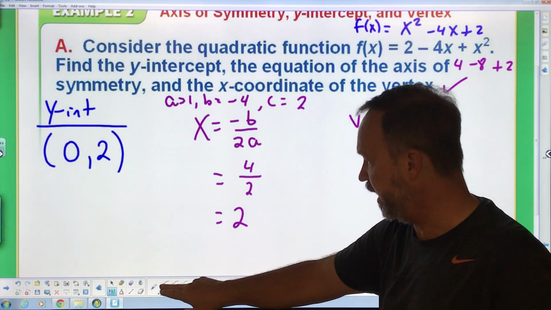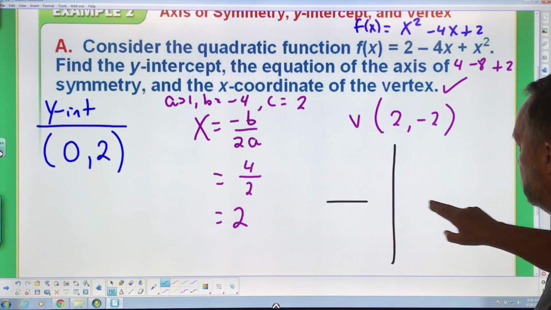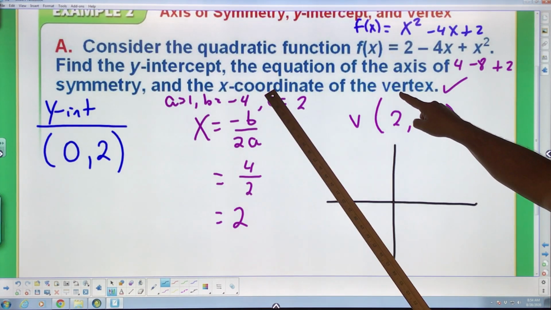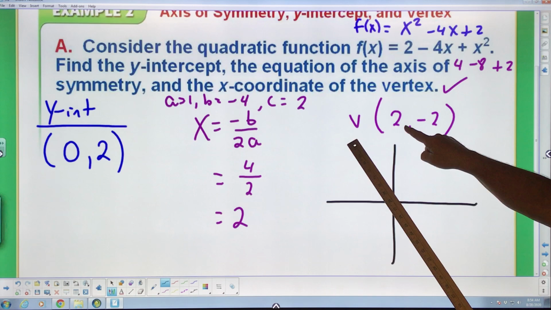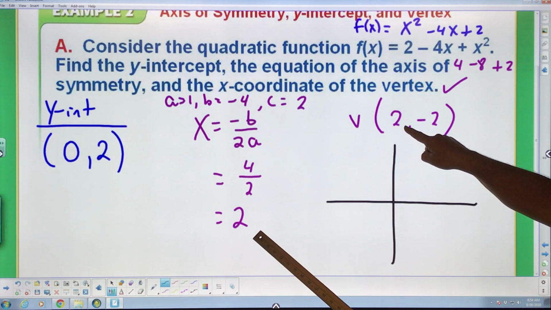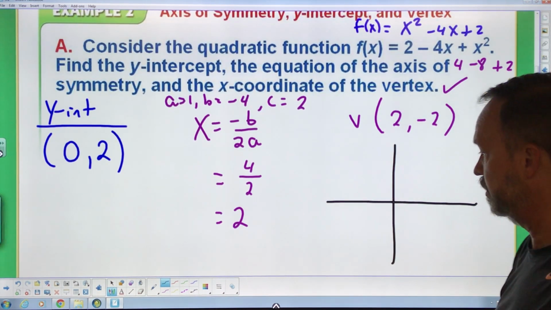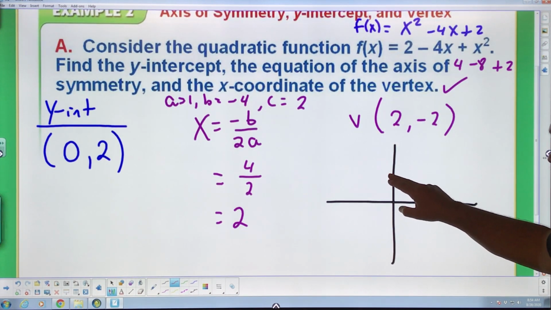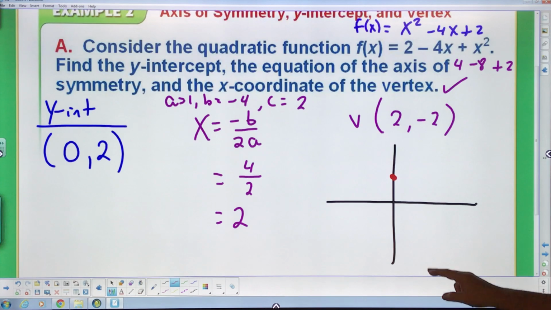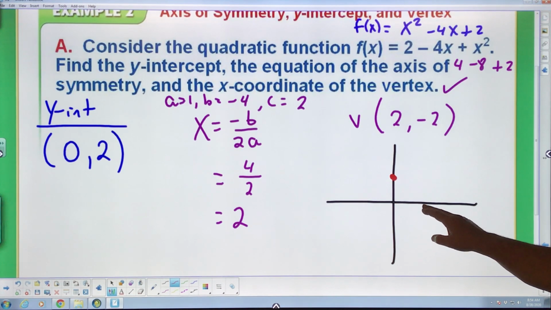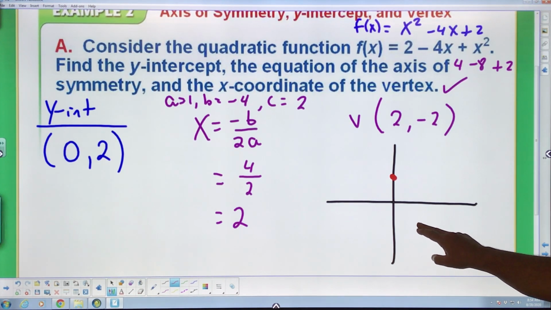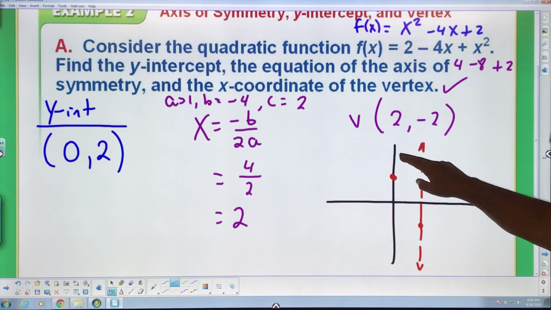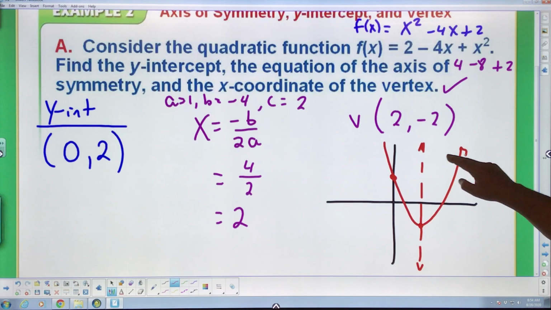So watch. I did those 3 things. In fact, I did this extra piece to the vertex. They didn't ask me to find the whole vertex, but I did. They said just find the x-coordinate. I already knew it because that has to be there. But watch what happens here. This is the neat thing. So (0, 2), we know it has to pass through this point. We know that it has to have a vertex of (2, negative 2) and an axis of symmetry at 2. So I just graphed it.